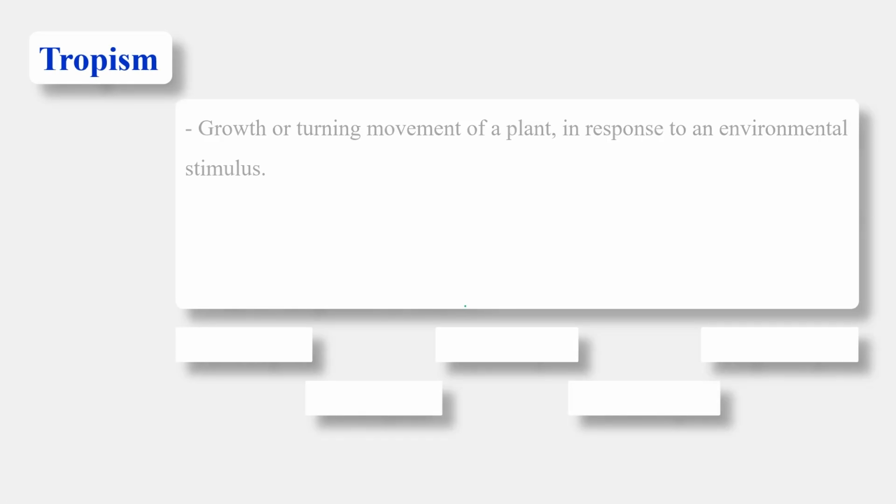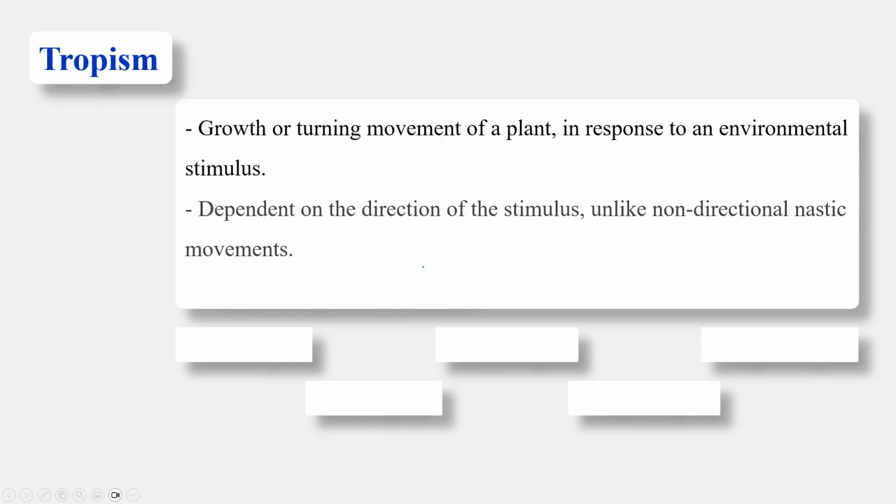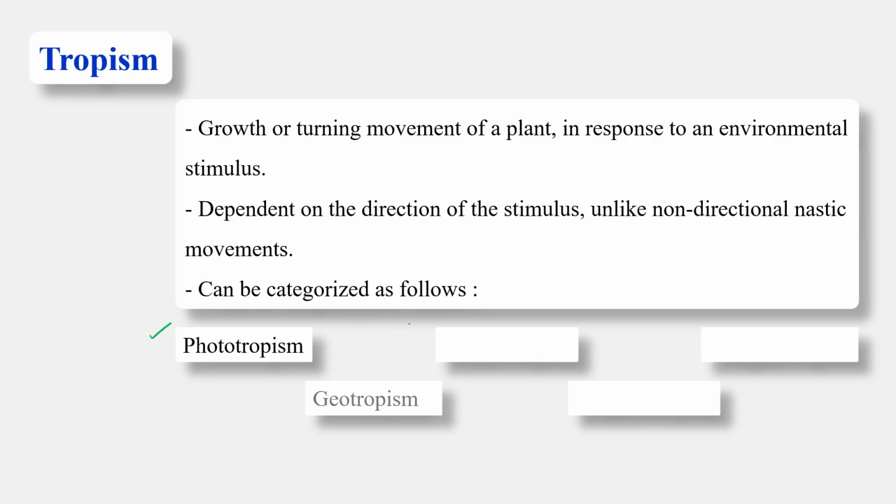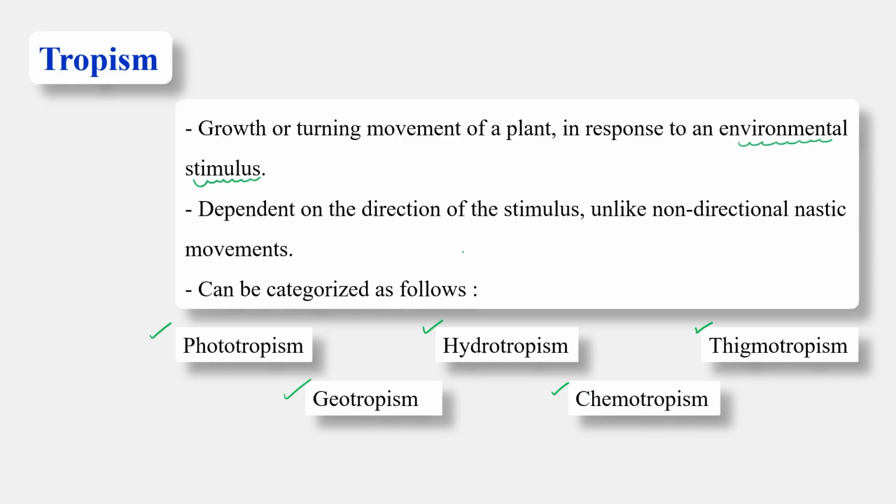Okay, what is tropism? Tropisms are of so many types. Like phototropism, which is related to light; geotropism, related to gravity; hydrotropism, related to water; chemotropism, related to chemicals; and thigmotropism, which means touch related. So it is the growth or turning movement of the plant in response to various environmental stimuli. These come under the various stimuli category. Light acts as a stimulus, gravity acts as a stimulus.